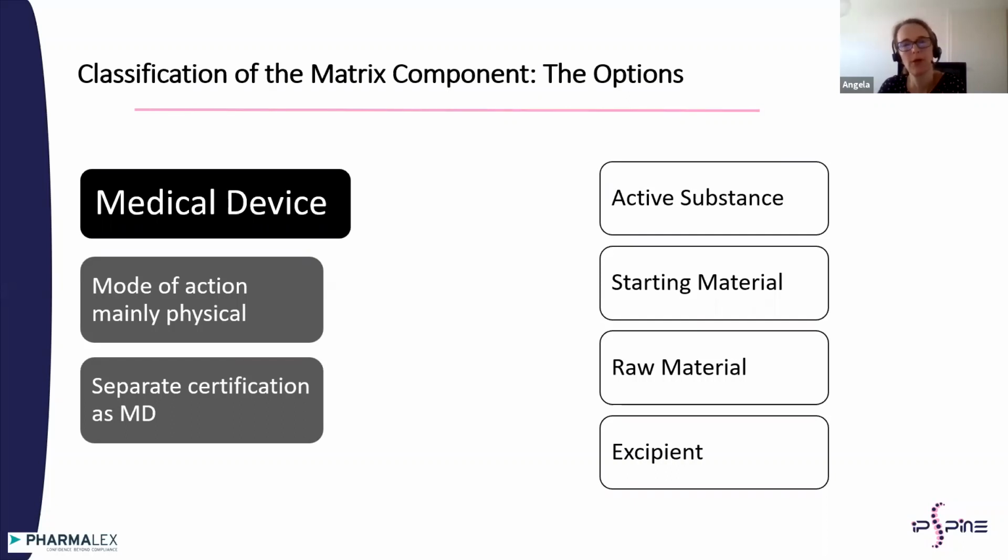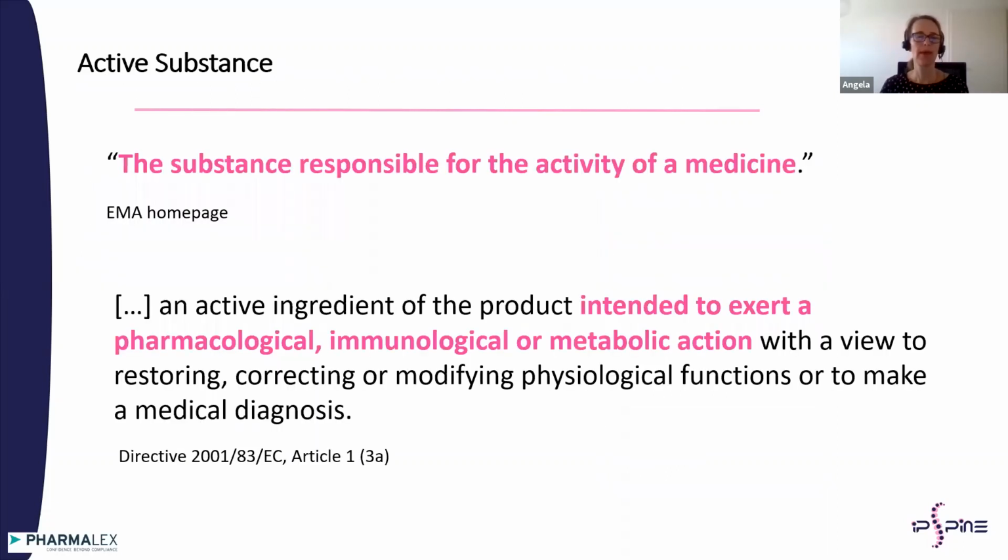If we decide that we do not regard it as a medical device, but part of a medicinal product, there are four basic options. It could be an active substance, a starting material, a raw material, or an excipient. And now we will walk through the definitions of all of these terms. Number one, active substance. I do not think I need to explain that in depth. It's quite clear, and I think the most concise definition was provided on the EMA homepage. It is a substance responsible for the activity of a medicine. So nothing to add here, even if you can talk about this longer.